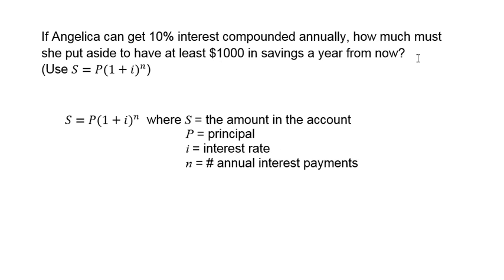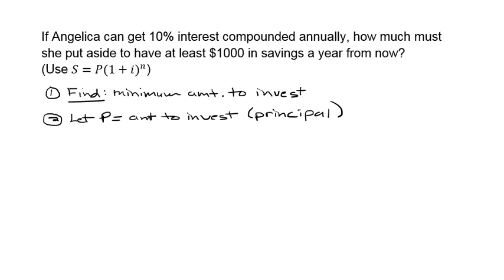Now for this problem, since it's compounded annually, that means once per year. So in our problem, N is going to be 1 because we're looking at the savings 1 year from now. That means 1 interest payment. Okay, so let's get our find written. So we're trying to find the minimum amount to invest in order to get at least $1,000 in savings at the end of a year. So I'm going to let P equal the amount to invest. P is going to stand for my principal.